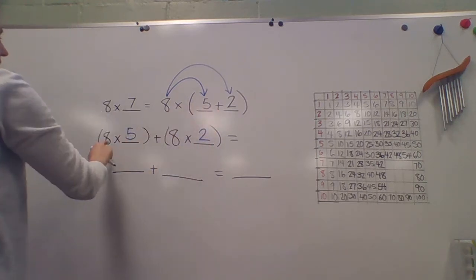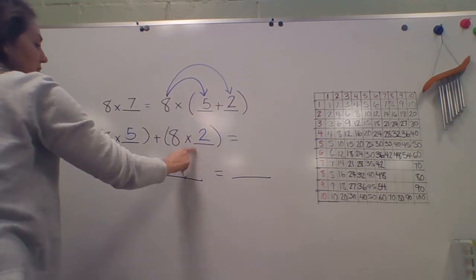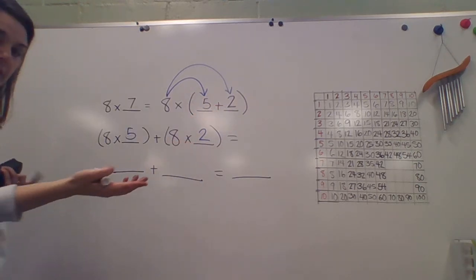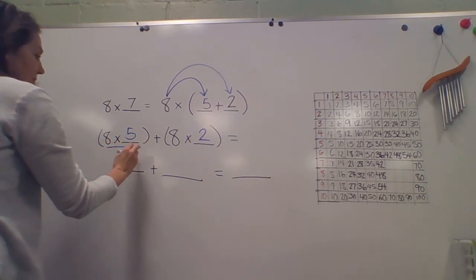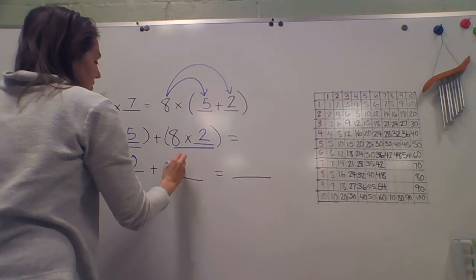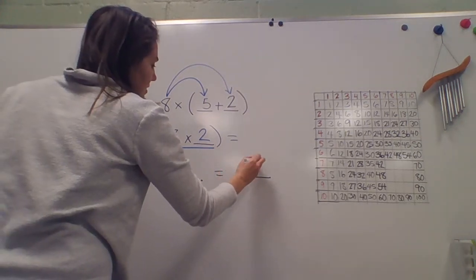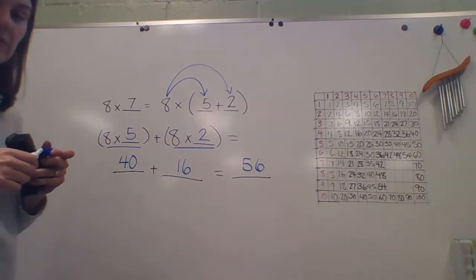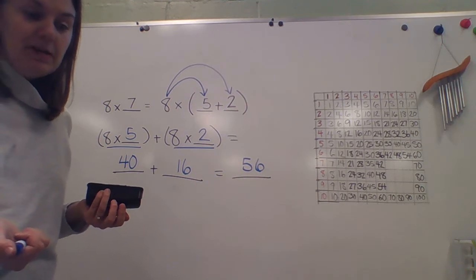Here we're adding, so we have 8 times 5 added to 8 times 2. Then we're going to find our product. So 8 times 5, we said it's 40. 8 times 2, we said is 16. And when we added those together, we got 56. So that's how you would fill in those blanks, showing the distributive property.